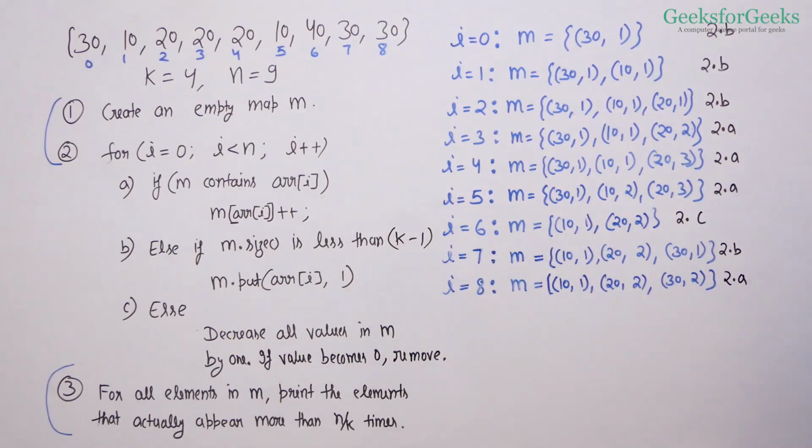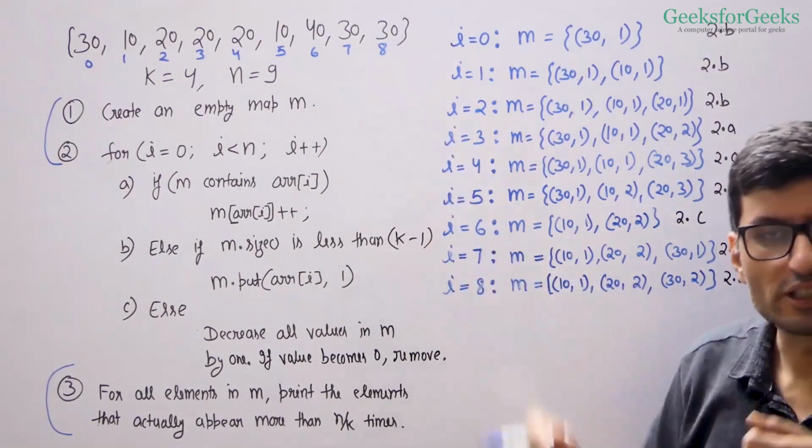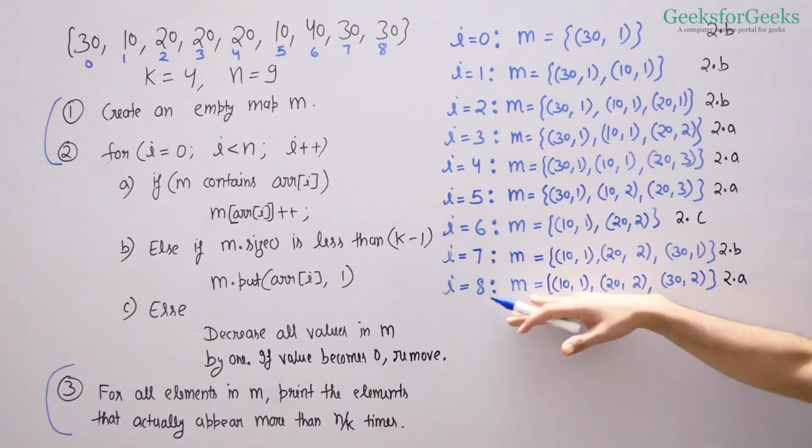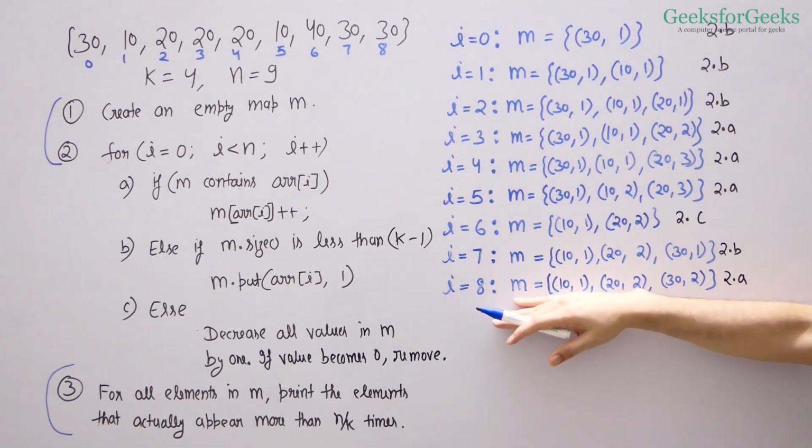Now we go to the next element, 30. It's not there in the map, but we have space in the map, so we are going to insert it. Then 30 again, it's there in the map, so we are going to increment its frequency by 1. So 30's frequency becomes 2. So this is our final map.